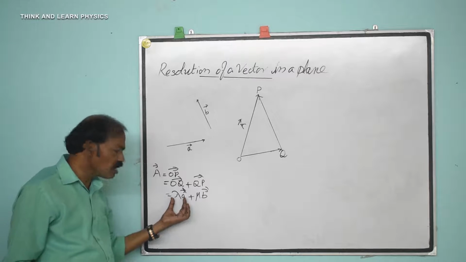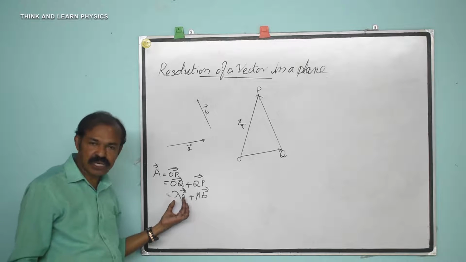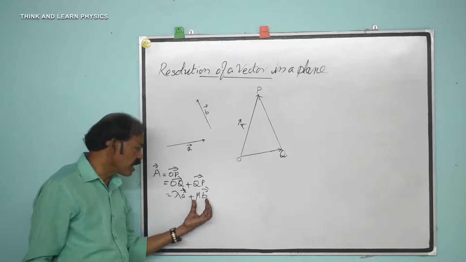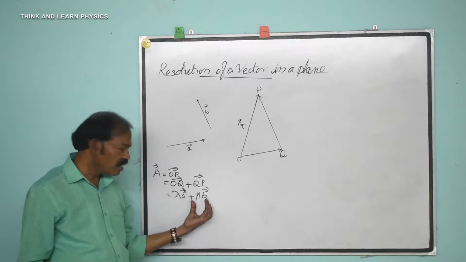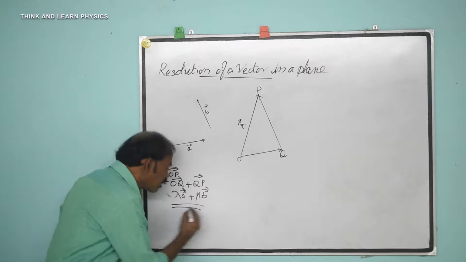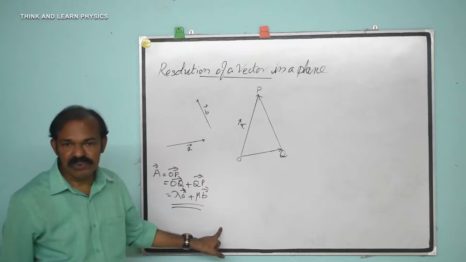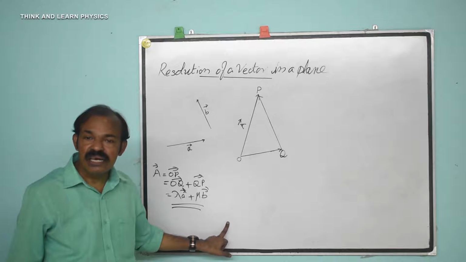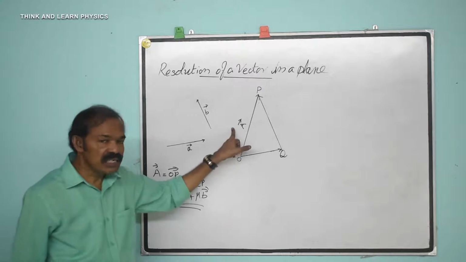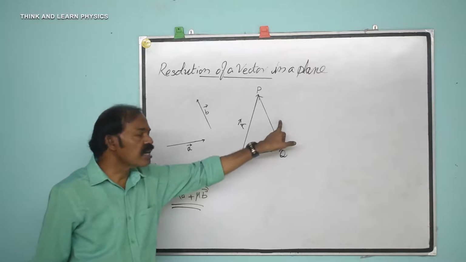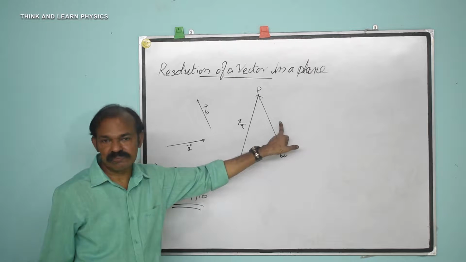This is the component of the A vector in the direction of small a vector, and this is the component of the A vector in the direction of small b vector. This is the resolution of the A vector. So by resolution we mean the splitting up of a given vector into two or more component vectors.